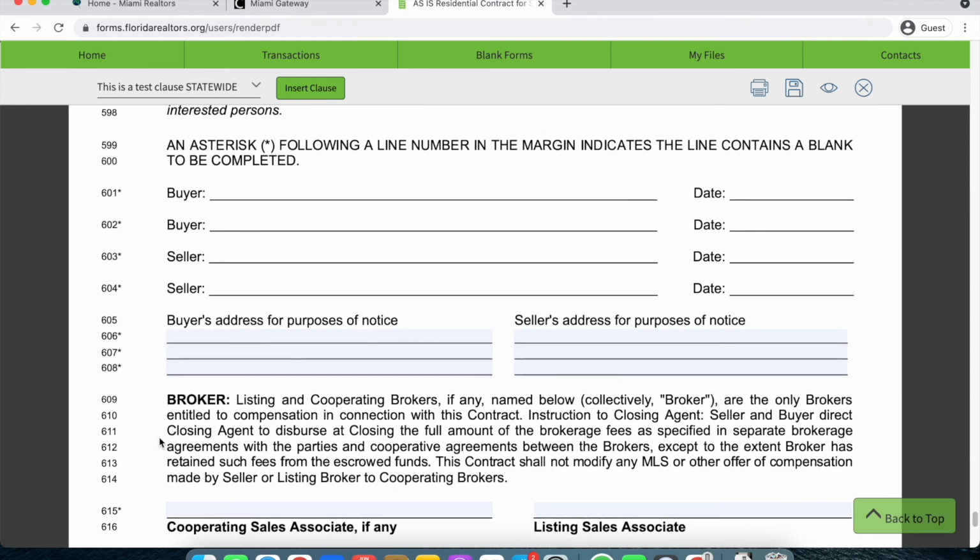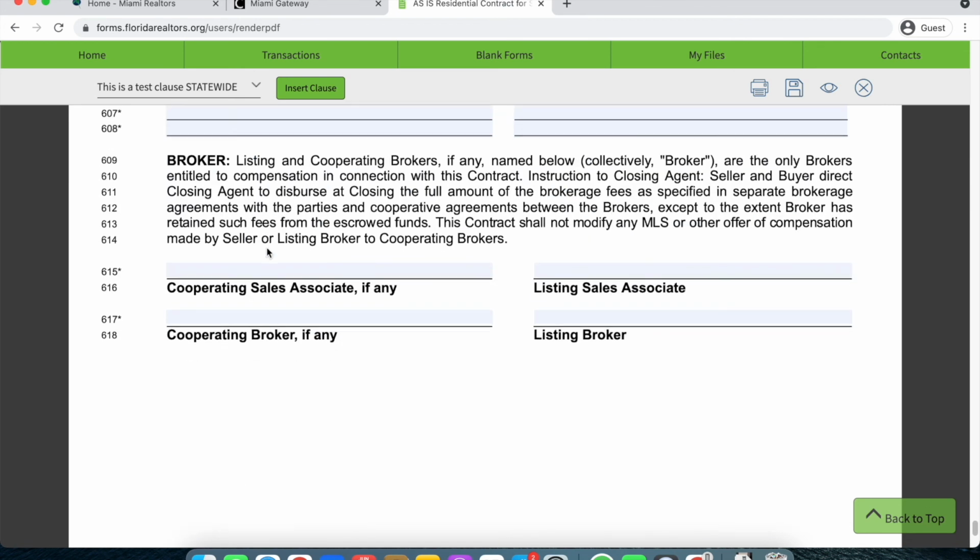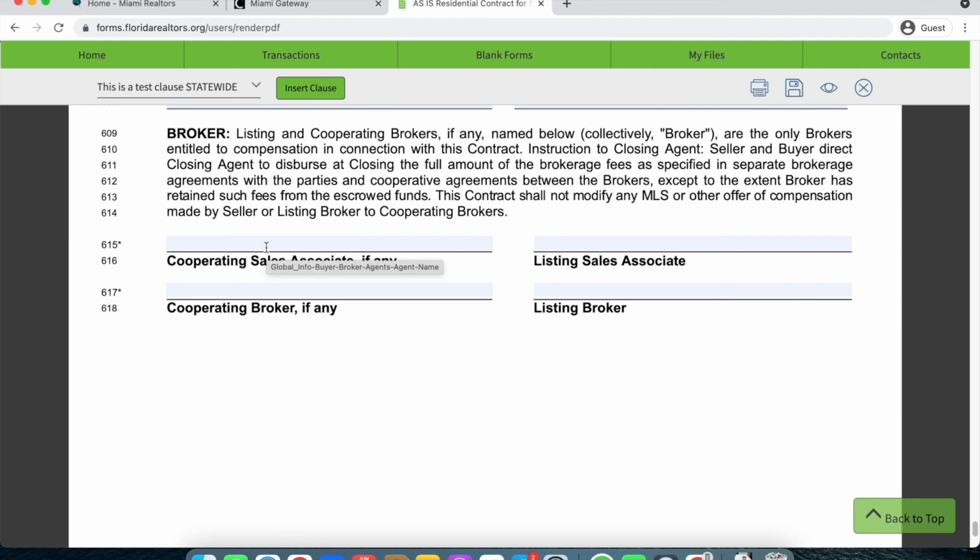On the last, on line 601, you're going to have 601 to 604. You're going to have signatures of buyers and sellers. And then as you scroll down, you're going to have cooperating sales associate, which would be the buyer's agent, and cooperating broker, which would be the brokerage. And in this case, it would be Lifestyle International Realty. Now, I always put Lifestyle International Realty here, obviously. And then I put the commission amount as well on here, right on the end.